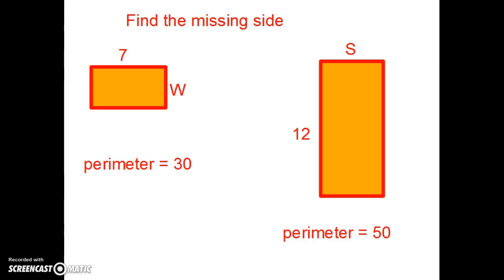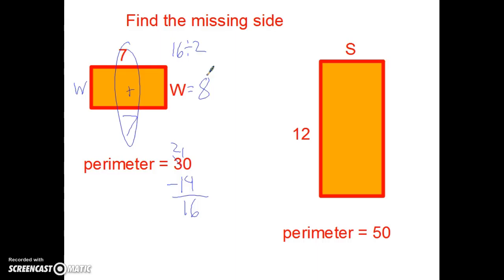So the first thing I notice is my perimeter is 30, which would mean if I add up all the sides, I'm going to get to 30. So if the top is 7, this side also must be 7. If this side's W, this side must also be W. So 7 plus 7 gets me to a 14. When I take that away from 30, I'm at 16. But remember, I've got to split it between these two W's. So 16 divided by 2 is going to get me to 8 for W.